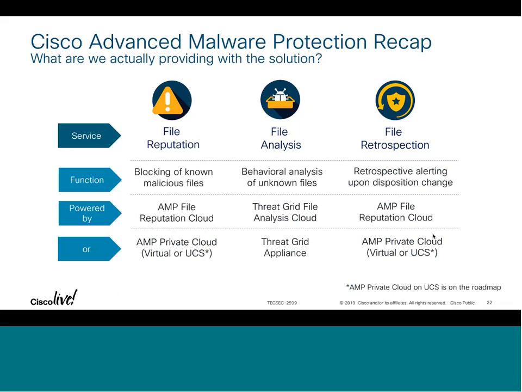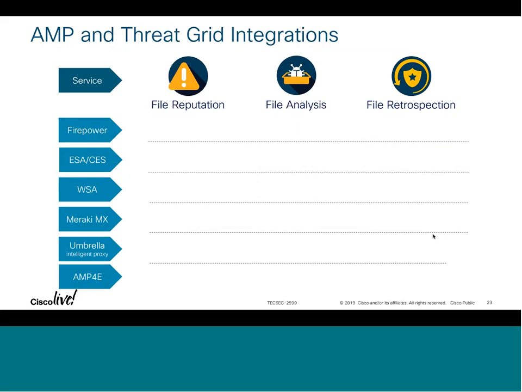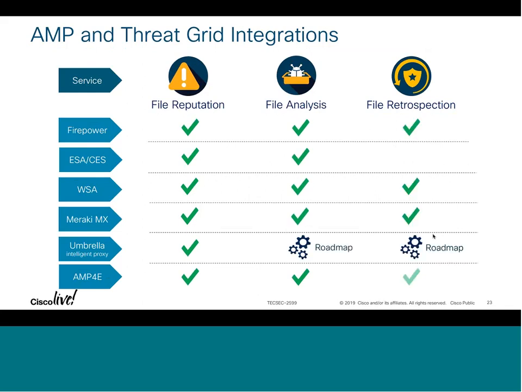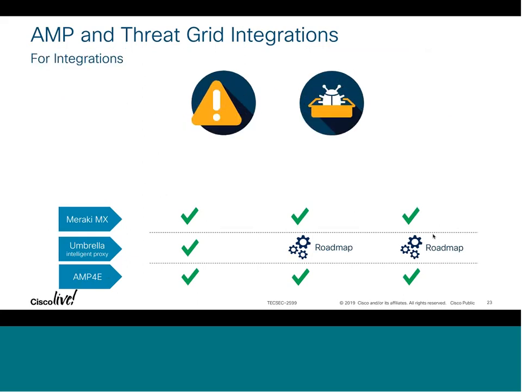Now I'll go into details of the way those pieces play in just a minute here. The rest of the ecosystem looks like this. Let me just go ahead and drain this. So the reputation lookups are ubiquitous. ThreatGrid integration for file analysis is very widely distributed, and the retrospective events as well. In fact, with the exception of the Umbrella Intelligent Proxy, pretty much everything in the ecosystem supports the entire portfolio.